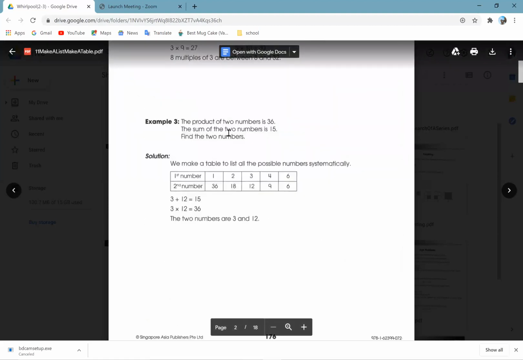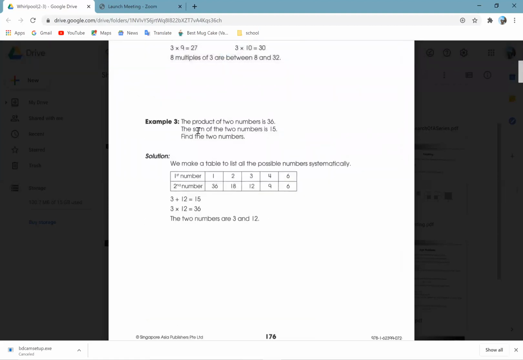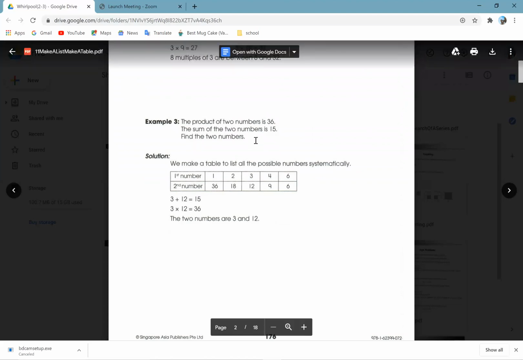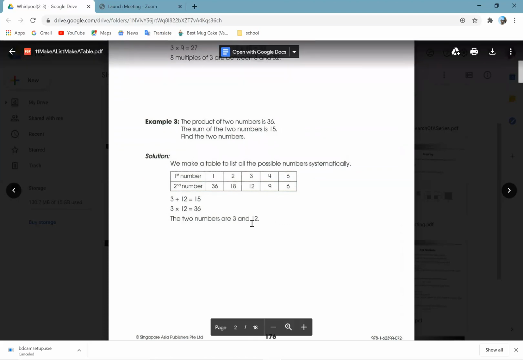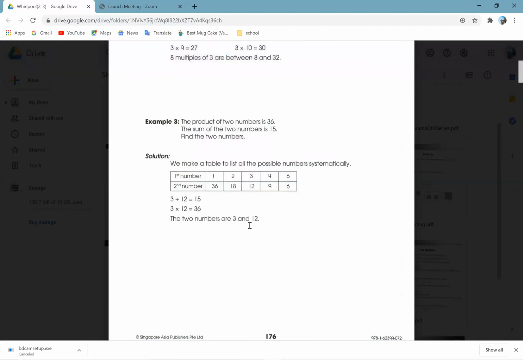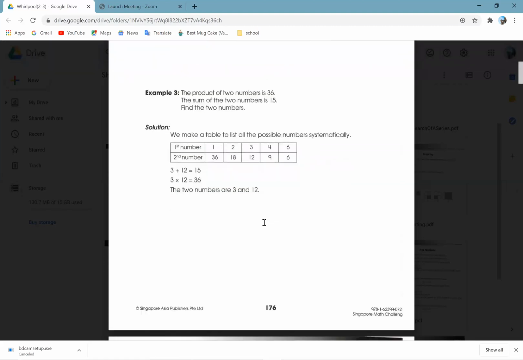The product of two numbers is 36. The sum of the numbers is 15. Find the two numbers. So 1 and 36, 2 and 18, 3 and 12, 4 and 9, 6 and 6. The two numbers are 3 and 12, right? Because 12 plus 3 is 15.